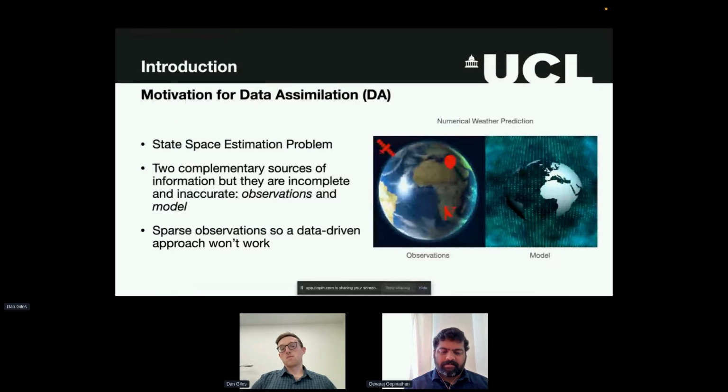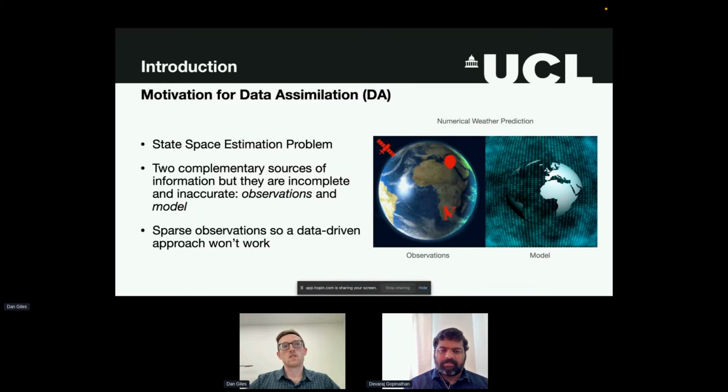So just to begin with, I want to give motivation for the data assimilation, why it's needed, why it's used. And in most of my setup here, I'm going to use numerical weather prediction as the test case or the example case to illustrate some points. In essence, data assimilation is used a lot in state space estimation problems.